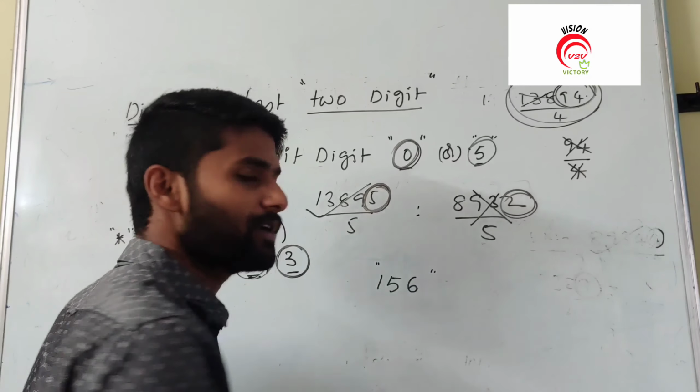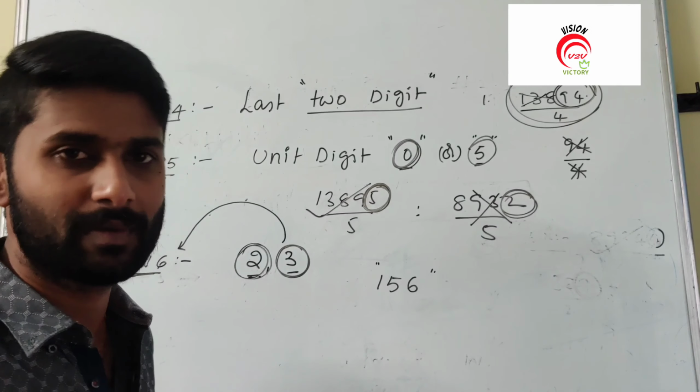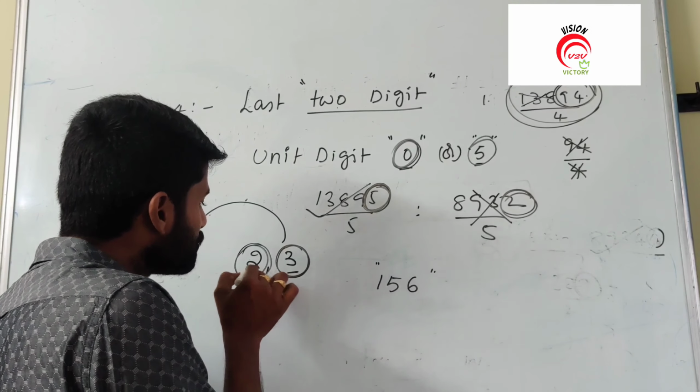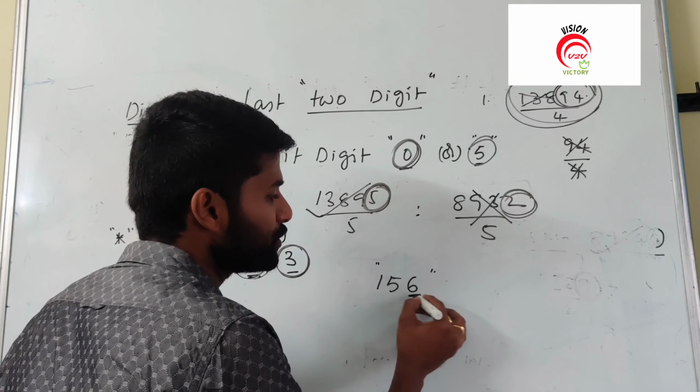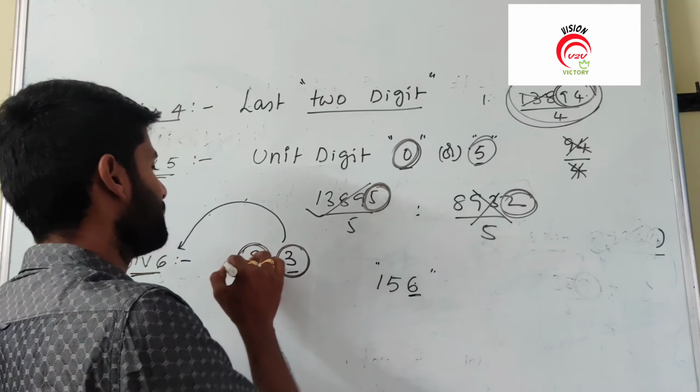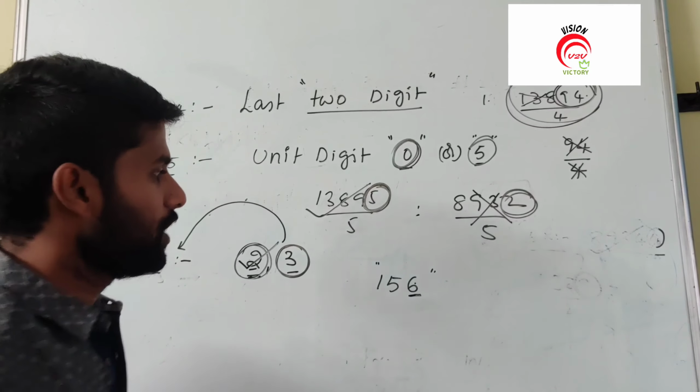156, the number is given as 156. Check whether it is divisible by 2 or not. What does the rule of 2 say? Focus on the units place. The units place is 6. 6 is divisible by 2. Definitely it is satisfied. Focus on rule 3.